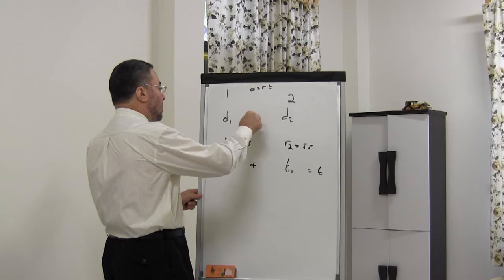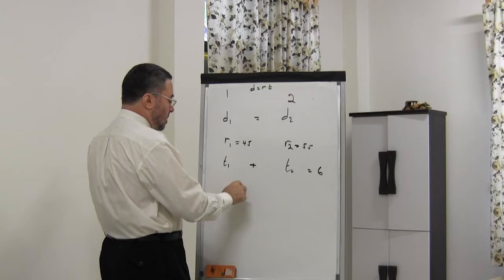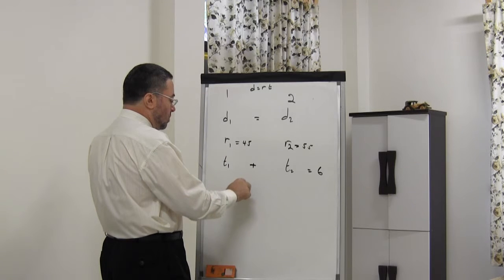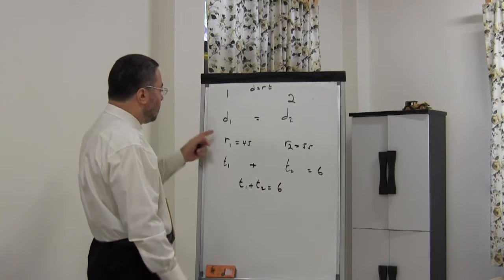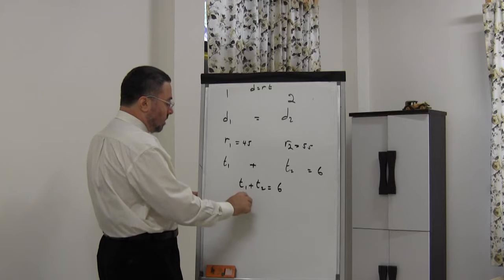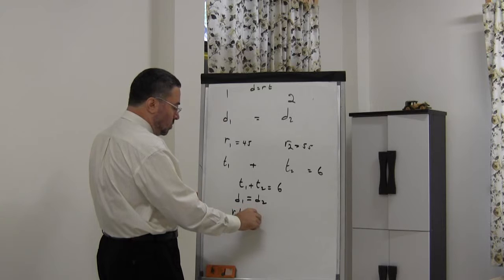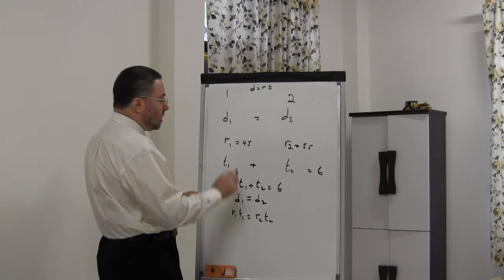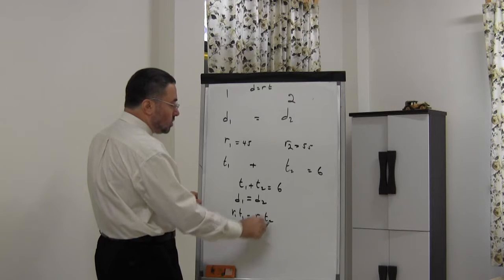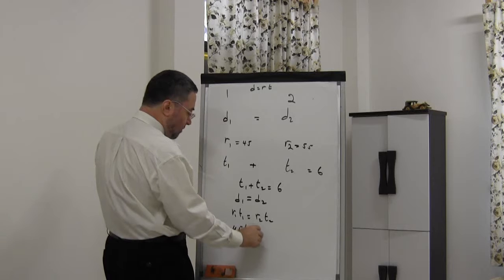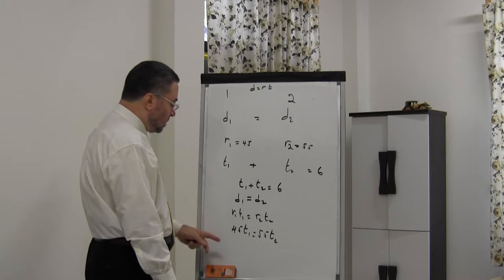The distances are the same for both trips. So now we can use the first formula, T1 plus T2 equals 6. And then D1 equals D2. And so we have R1 T1 equals R2 T2. And that means T1 times 45, 45 T1 equals 55 T2. And now we have two equations.